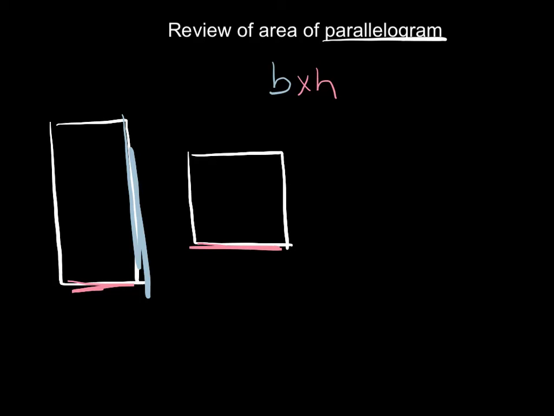With rhombi, we still need to multiply base times height. However, height is going to form a 90-degree angle with the base. These are the two numbers you need to multiply.